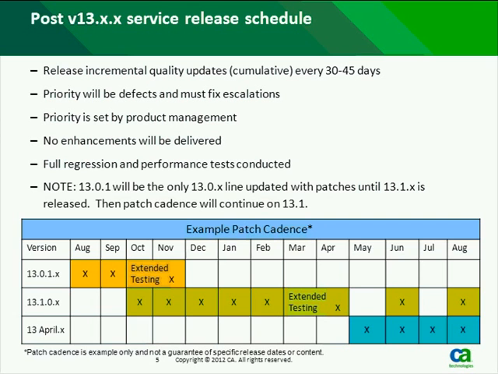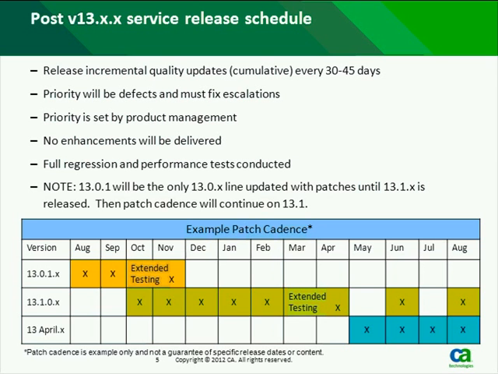You'll see I have an example patch cadence here, and very soon we will start to share with you the actual patch cadence, approximately what week in the month we're going to deliver these patches, so you can plan. But what you will see here is about every third patch we have what we call an extended testing phase, and this is really where we run all of our full performance and full regression tests, so you make sure that you have that same quality level in your patches as you do in the releases.